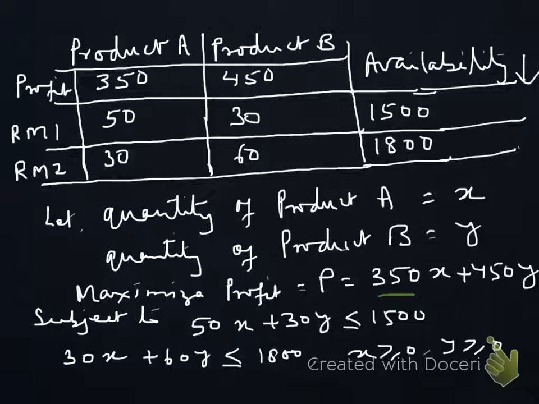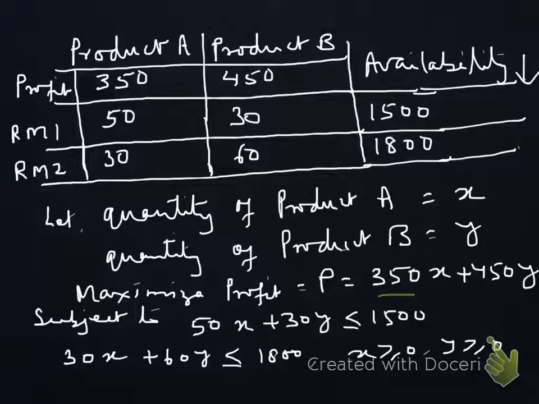When you do the linear programming formulation, the objective is to maximize the profit, which is given by this expression P equal to 350x plus 450y. Subject to the constraints 50x plus 30y less than equal to 1500 and 30x plus 60y less than equal to 1800. The decision variables x and y both are greater than equal to 0.